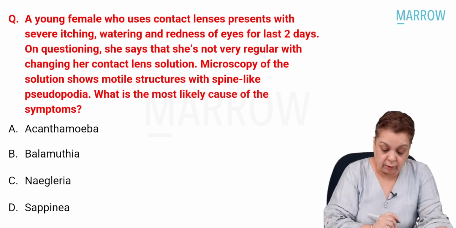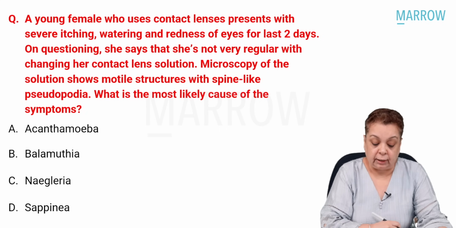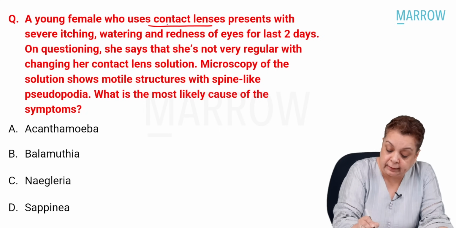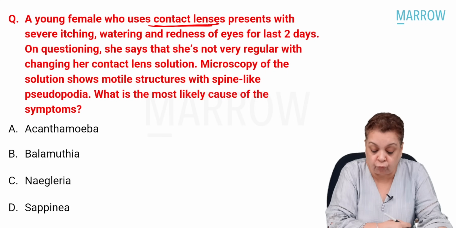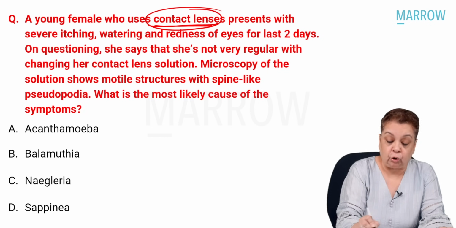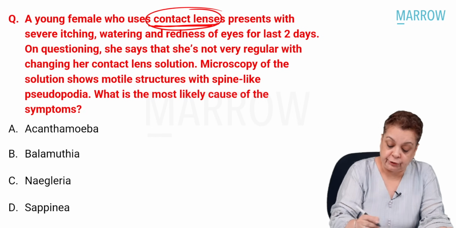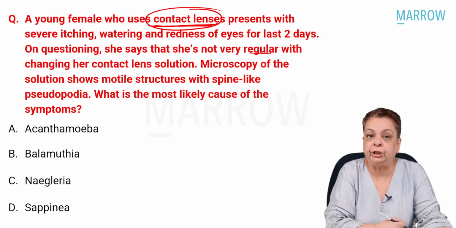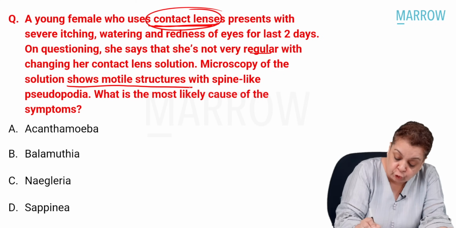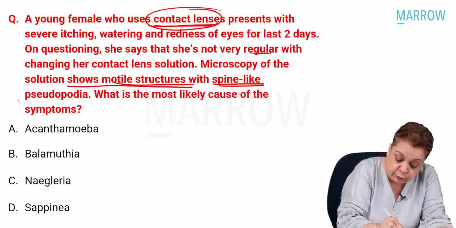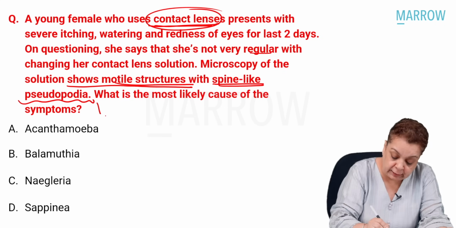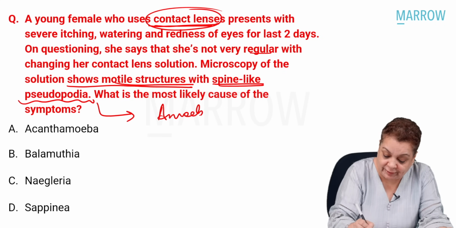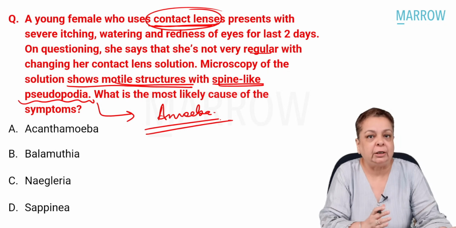Let's move on to our last question. A young female who uses contact lenses presents with severe itching, watering, and redness of the eyes for the last 2 days. So, she is presented with keratitis. So, this is a contact lens user. On questioning, she says that she is not very regular with changing her contact lens solution. Microscopy of the solution shows motile structures with spine-like pseudopodia. So, this is an amoeba which is causing keratitis in a contact lens user.